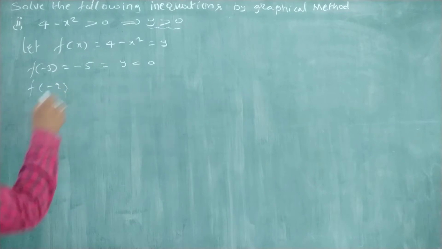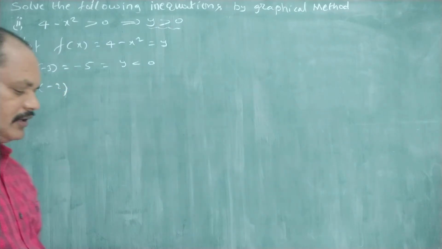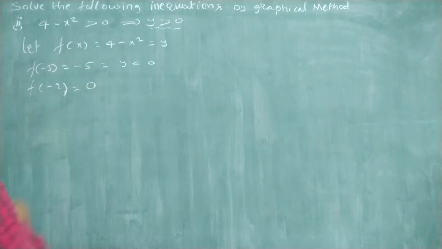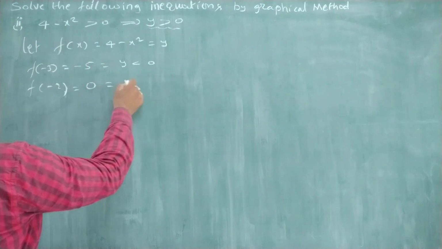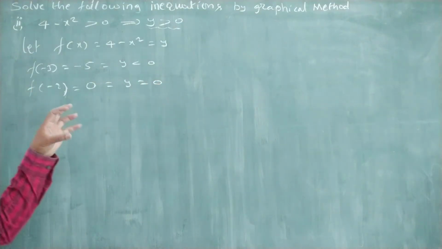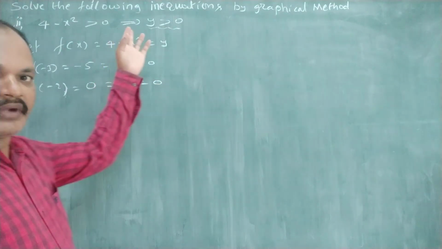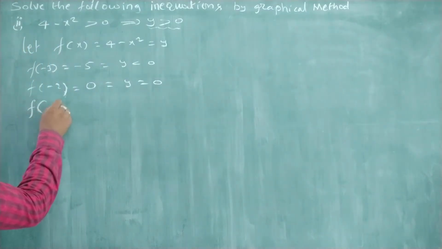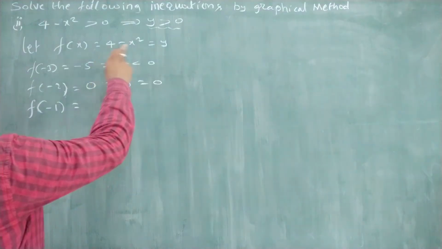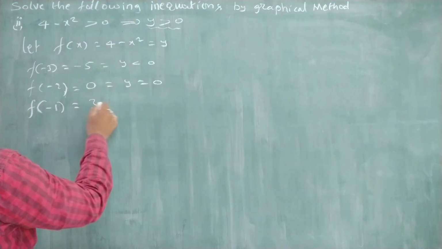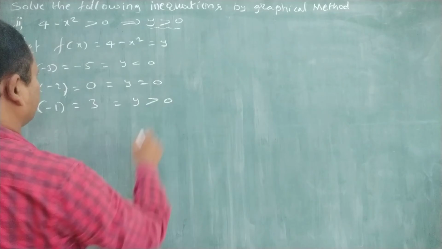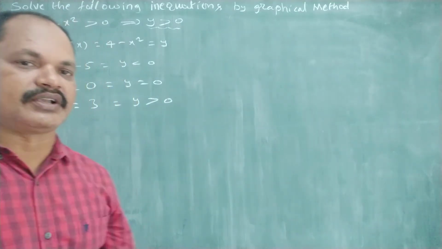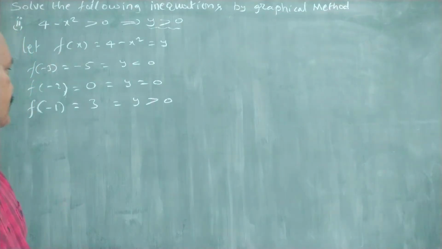Now f of minus 2 is 0, so minus 2 does not satisfy this inequation. Now f of minus 1 is 4 minus 1, that is 3. That's why y is greater than 0, so minus 1 satisfies this inequation.